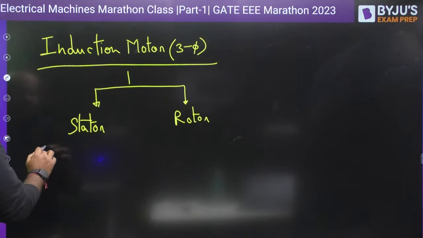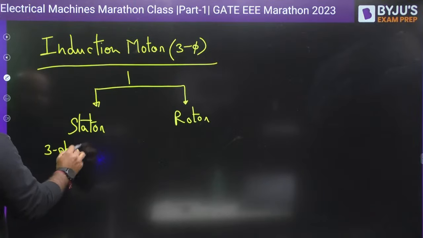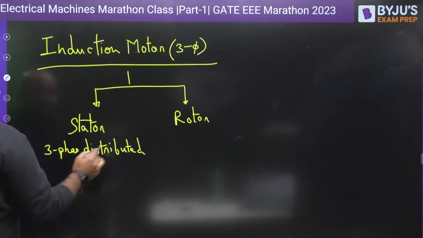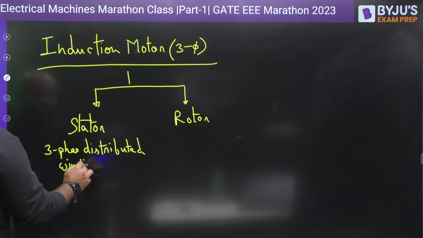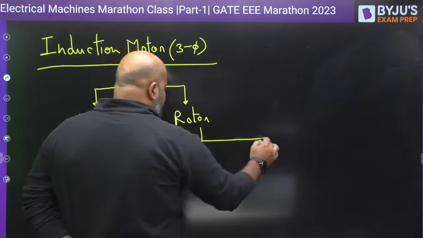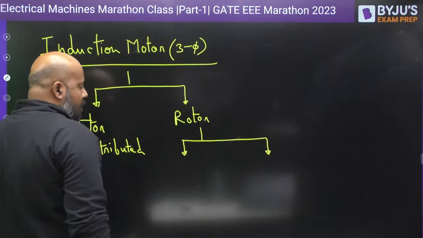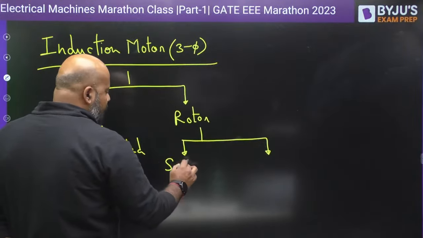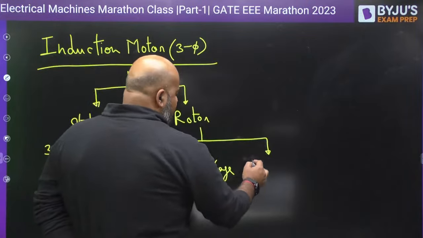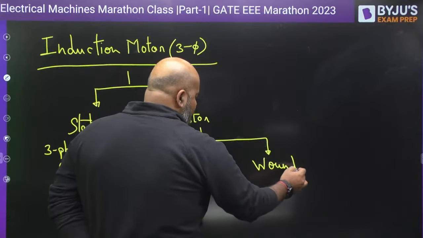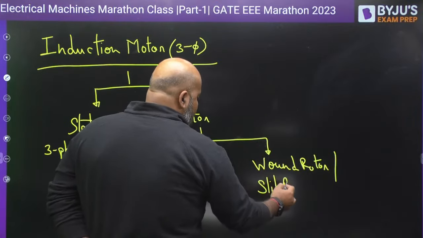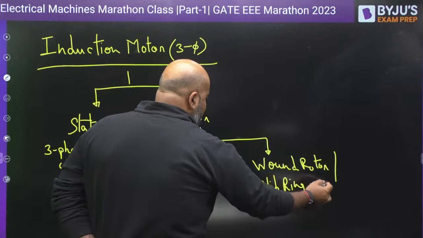Now stator is going to have a three-phase distributed winding. When you come to the rotor, there are two types of rotors possible for three-phase induction motor. The first one is squirrel cage. And the second one is wound rotor or slip ring induction motor.